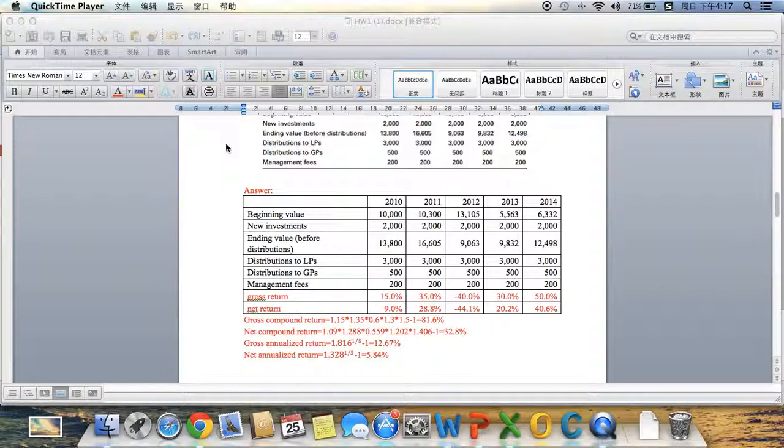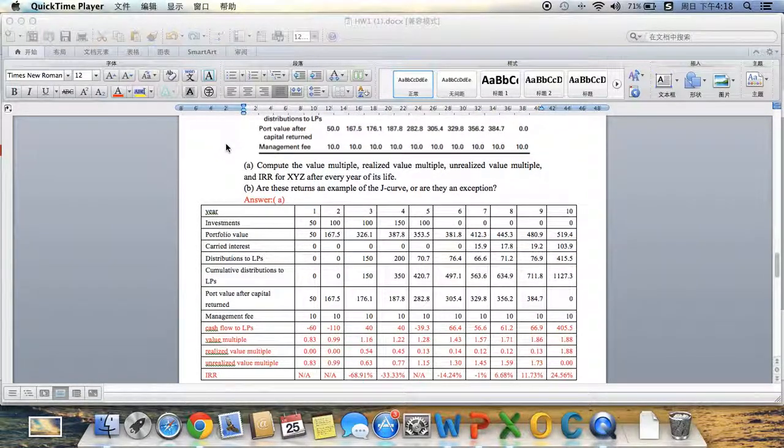The gross annualized return is calculated by using 1 plus the gross compound return to the power of one over 5, subtracted by 1, and we get 12.67%. And finally, for the net annualized return, we use 1 plus the net compound return, which is 32.8%, to the power of one over 5, subtracted by 1, and we get 5.84%.